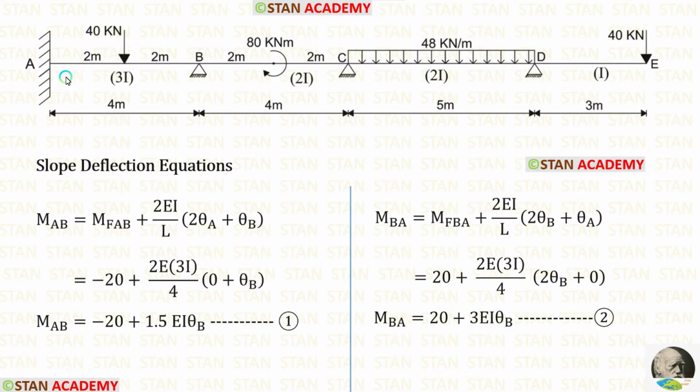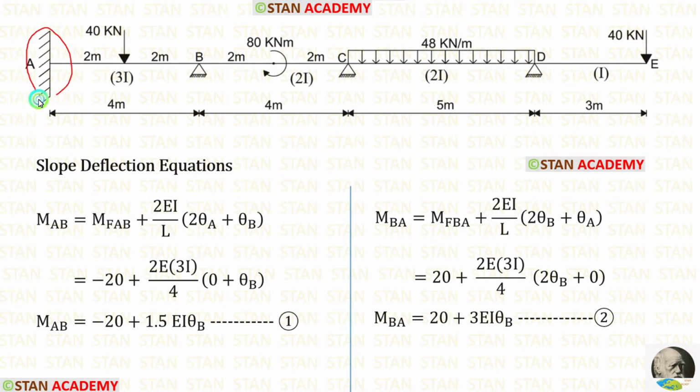Now let us make the slope deflection equations. First, let us make them in the span AB. Let us apply the fixed end moments in the equations. The moment of inertia for AB is 3I. So instead of I, we have to apply 3I in both of the equations. Length of AB is 4. Let us apply that.